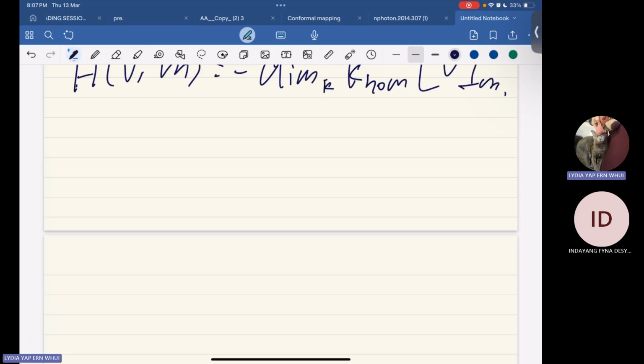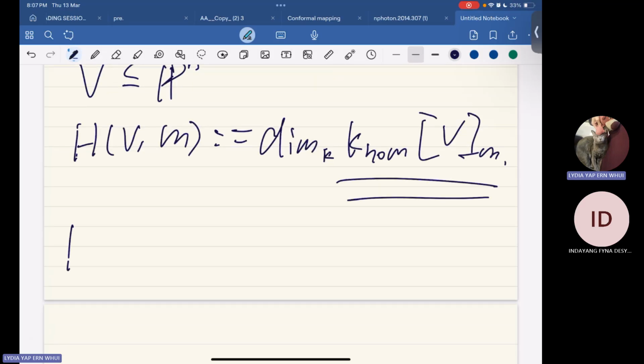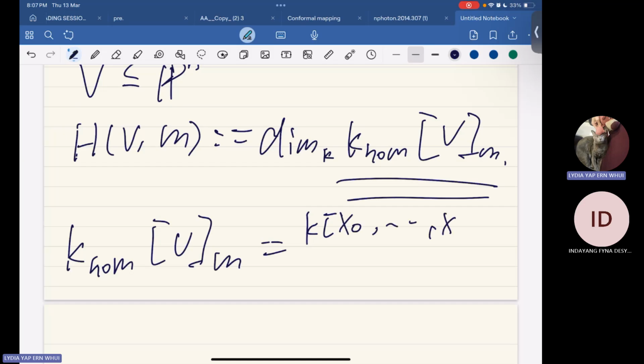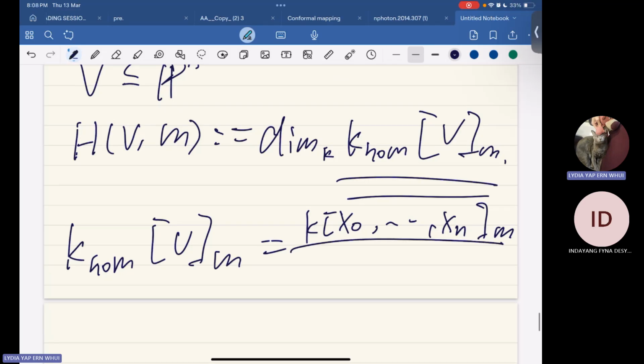Did anyone know what this is? We know that this is the m-th graded piece of the homogeneous coordinate ring. And if you remember, this is just equal to the m-th graded piece of the ring quotient the m-th graded piece of the ideal, where the ring equals k[x0, ..., xn]. It's the m-th graded piece of the quotient, the m-th graded piece of I(V).